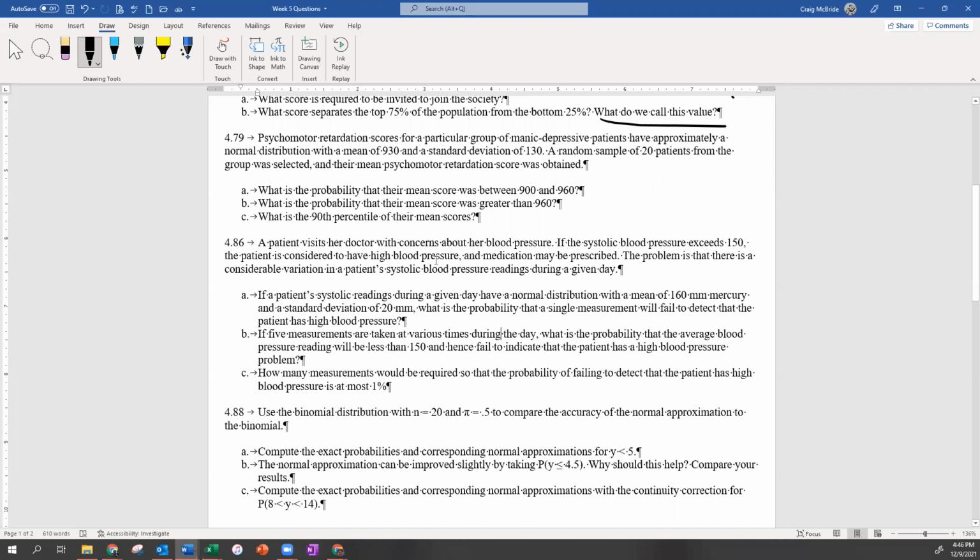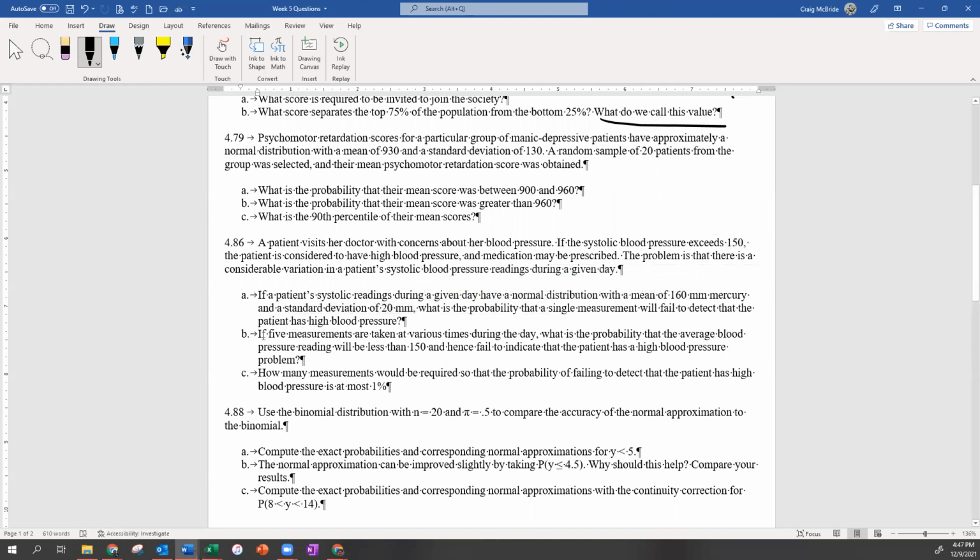Well, you have to understand, what does it mean to fail to detect? Well, up here it says, if their blood pressure exceeds 150, they're considered to have high blood pressure. So if it fails to detect high blood pressure, that just means the reading you get has to be less than or equal to 150. So you're basically just running this scenario of a mean of 160, a standard deviation of 20. What's the probability that one measurement is 150 or less?